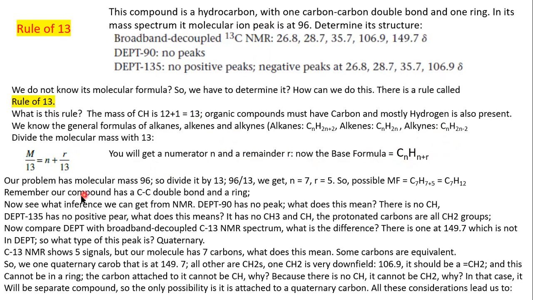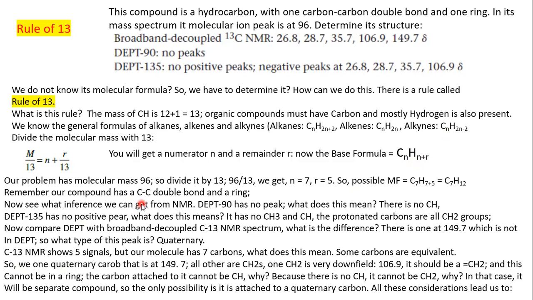Now, in our problem, we have molecular mass 96. So divide it by 13, 96 divided by 13. You will get N equal to 7. Remainder will be 5. So the possible molecular formula, or strictly speaking, the base formula, will be C7H12. Just simple. Molecular mass divided by 13, and you will be having a numerator and remainder. Use this formula.